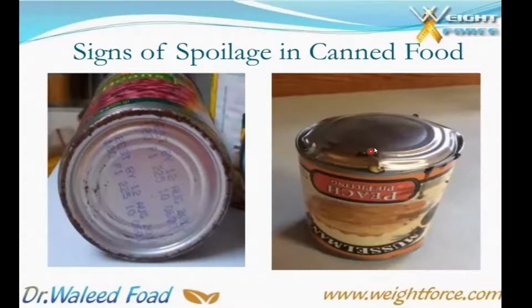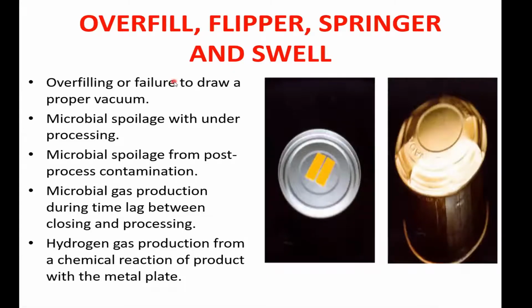That we'll see. So when can we get this type of can? One cause is overfilling. I already told you there should be sufficient edge space, because the product will swell when you subject it to high temperature. So we have to give an edge space of 0.6 to 0.9 centimeter. Already we talked about that. If you do overfilling and subject it to high temperature, the cans can swell. That is one thing. Another is microbial spoilage.